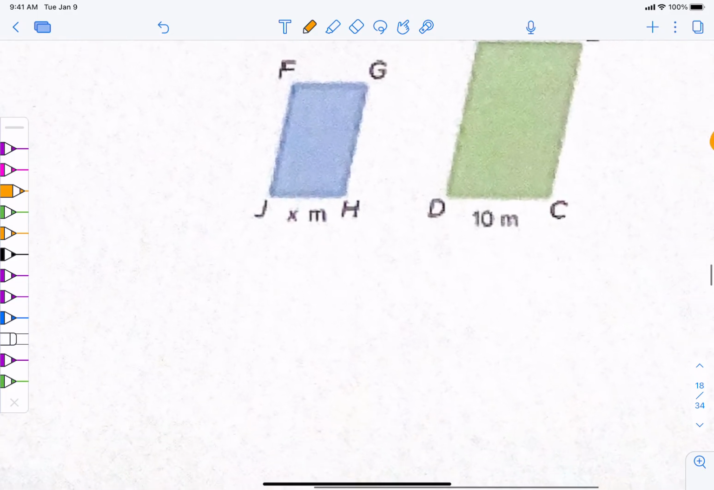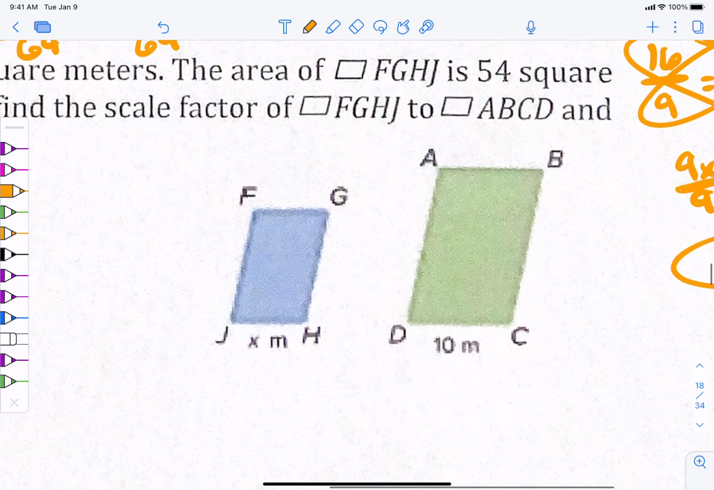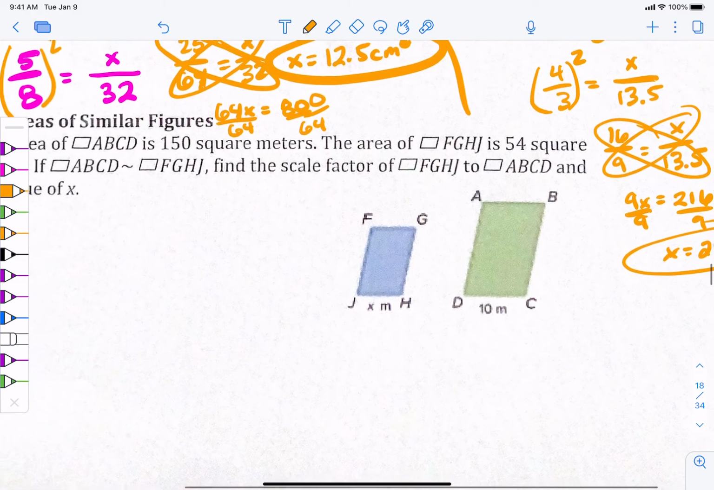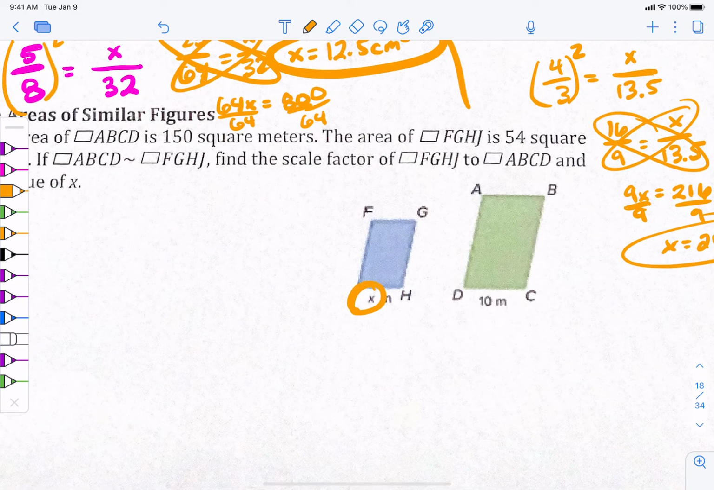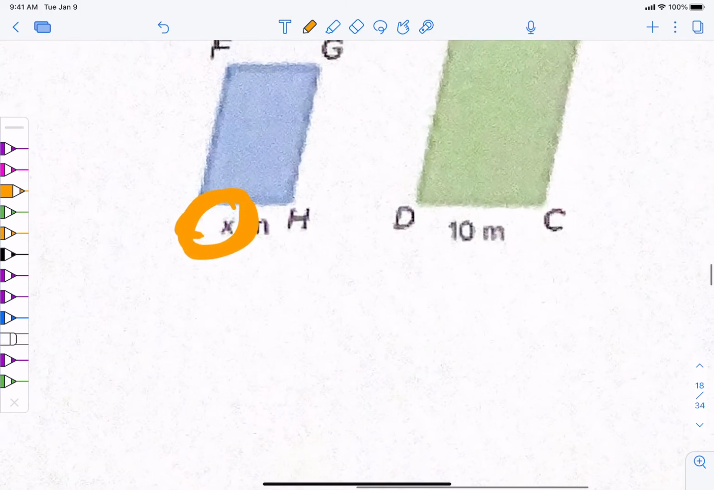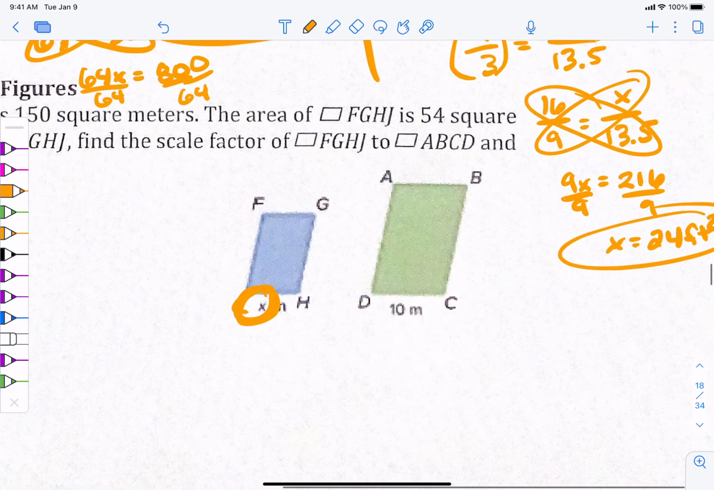Now they're going to switch it up on us just a little bit. They give us the areas, and we're trying to find one of the sides. See where it has x labeled? Which one is which? One of them is 150, and one of them is 54. Which one's which? The right one is 150 for an area, and the other one is 54.